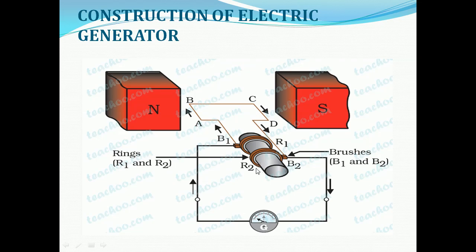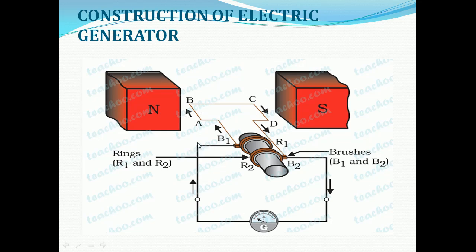The axle is mechanically rotated to rotate the coil. This is called the axle. The brushes B1 and B2 are attached to the galvanometer to show the flow of current in the circuit. You can see B1 is attached to the galvanometer, and in the same way B2 is also attached to the galvanometer. Understood, children? So this is about the construction of the electric generator.